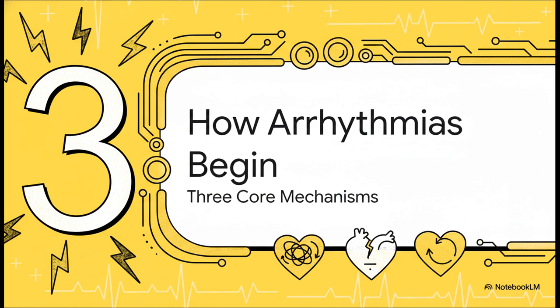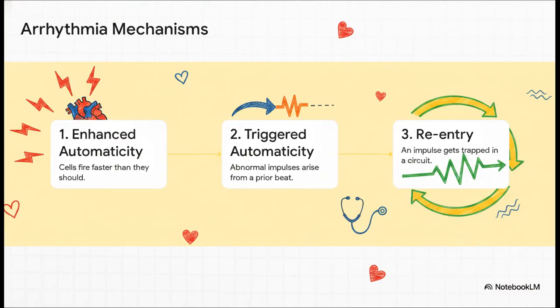How does it all break down and lead to the tachyarrhythmias we see in theater? Well, fundamentally, it boils down to 3 core mechanisms. The mechanisms of arrhythmogenesis really come down to 3 main culprits. First, you've got enhanced automaticity, where cells that are meant to be pacemakers just start firing too fast. Or even worse, cells that aren't supposed to be pacemakers start firing on their own. Second, there's triggered automaticity, where rogue impulses are sparked by the beat that came just before it. And third, we have re-entry, the most common mechanism of them all, where an electrical signal gets trapped in a feedback loop, circling endlessly and driving the heart at a dangerous rate.